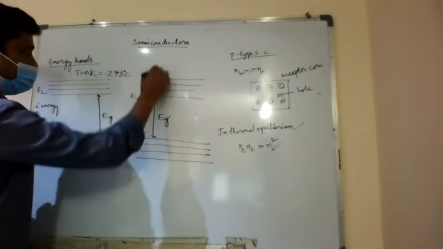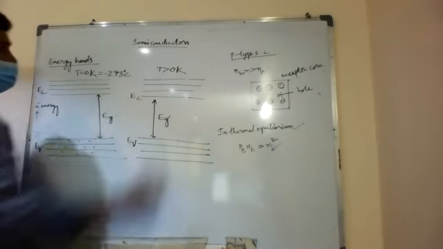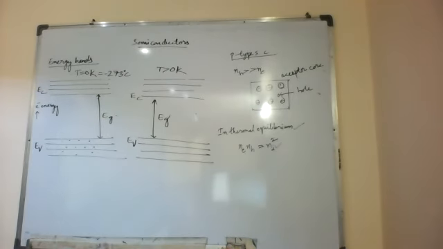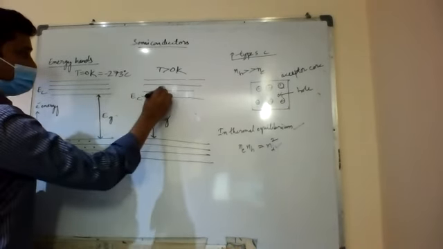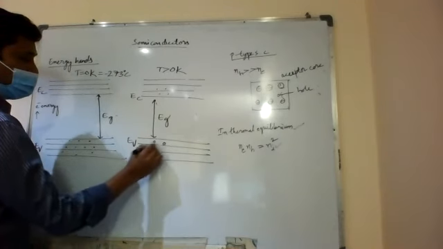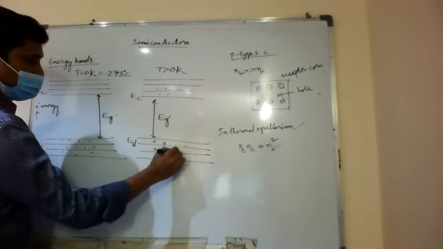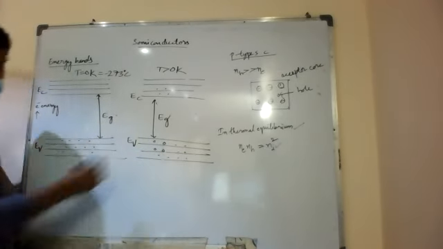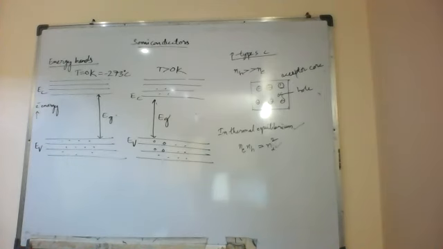So when T is greater than 0 Kelvin, what will happen? Electrons will jump here, by creating holes here. Electrons will go here by creating some holes. Clear? Electrons are jumping from valence to conduction band when temperature is changing.